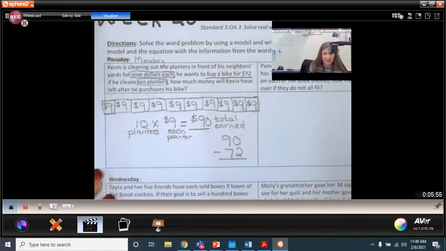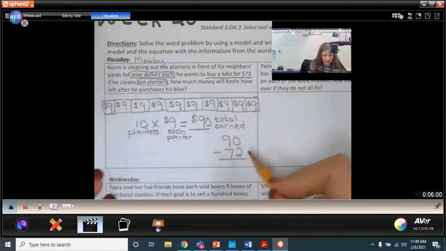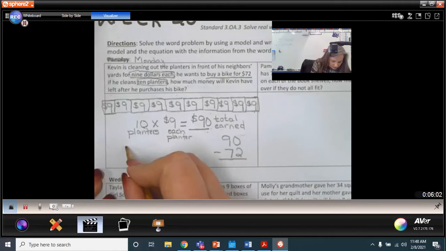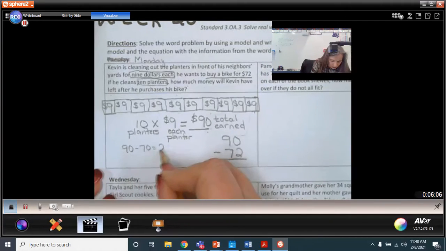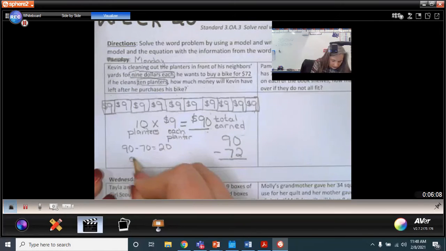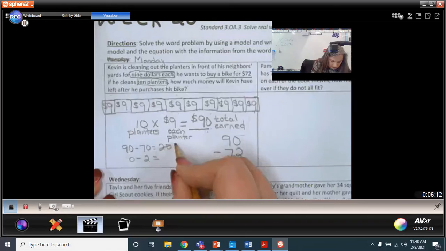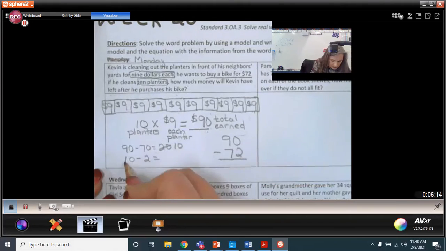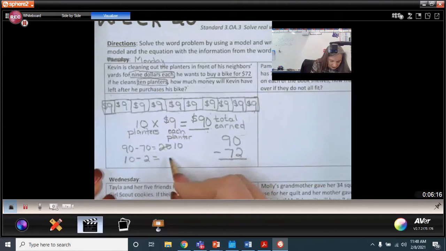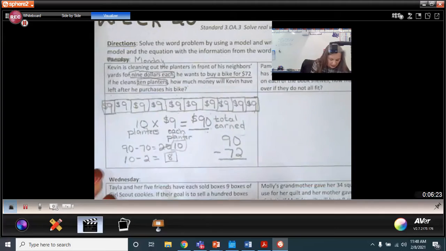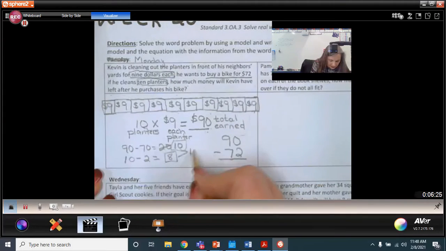To find what is left after he's purchased the bike. So if I were to count, 90 minus 70 is equal to 20. And I don't have any ones, but I do subtract 2. That tells me I'm going to regroup a 10, and 10 minus 2 is 8. So he's going to have $18 left, because 10 and 8 makes 18.